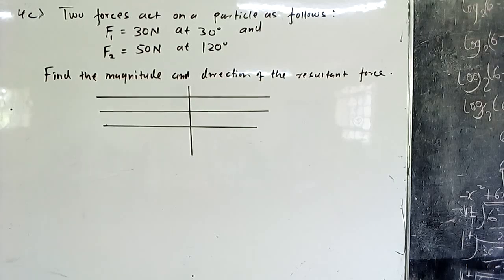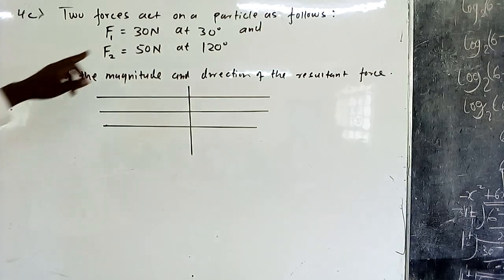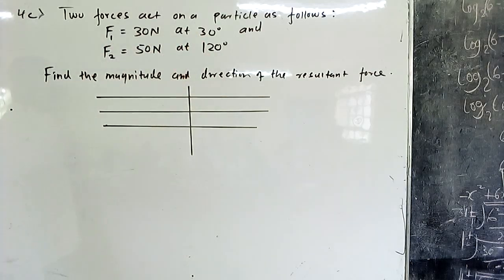Two forces act on a particle as follows. Force F1, 30 Newton at 30 degrees, and force F2, 50 Newton at 120 degrees. Then you'll be told to find the magnitude and direction of the resultant force. Now, for you to get the magnitude and direction of the resultant force, you use the parallelogram law, isn't it?